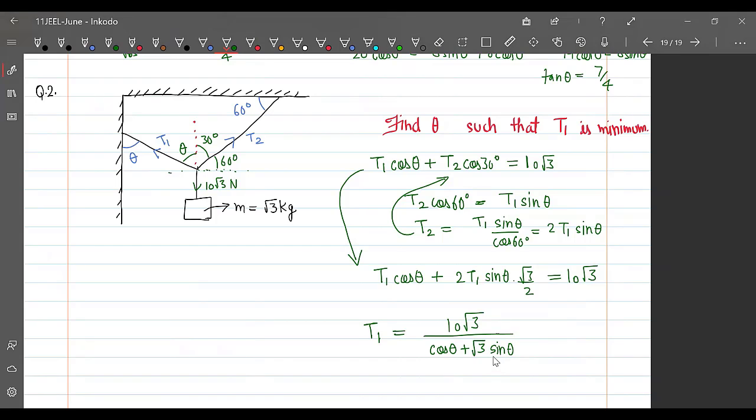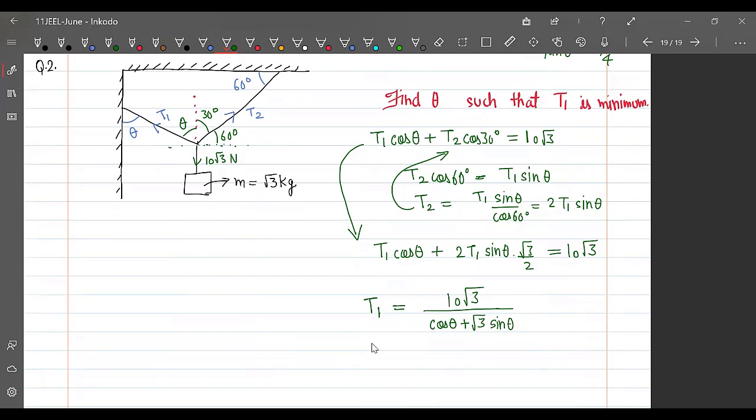So मुझे T1 की minimum value find out करनी है. And यहाँ पे T1 is a function of theta, है ना? So यहाँ पे maximum minimum का concept लगाना पड़ेगा. So T1 minimum चाहिए, that means ये denominator maximum होना चाहिए. अगर मैंने f of theta लिख दिया, f of theta is equal to cos theta plus root 3 sine theta, I have to maximize this. For T1 to be minimum, f theta should be maximum.